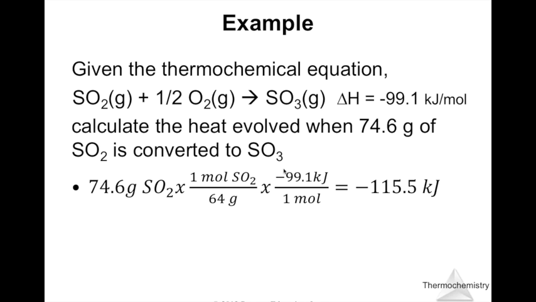And so basically we just need to convert our SO2. We've got 74.6 grams. We're going to convert that to moles because that's the useful unit. And then since they're equimolar, it's also going to be the moles of SO3. And you know that you're losing 99.1 kilojoules per mole of SO2. So overall, you'd be creating 115.5 kilojoules exiting the system.